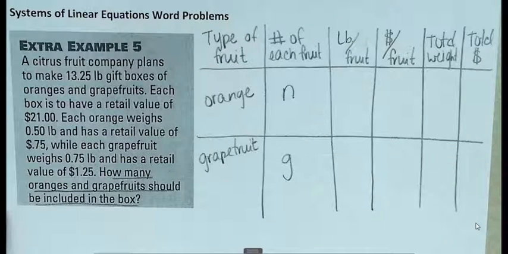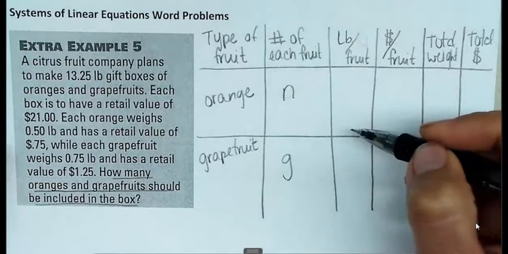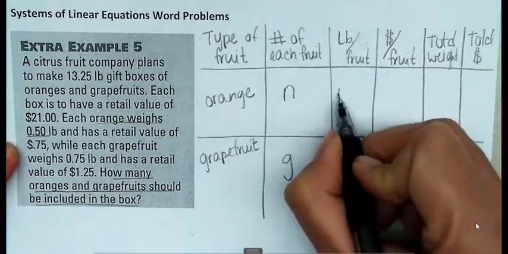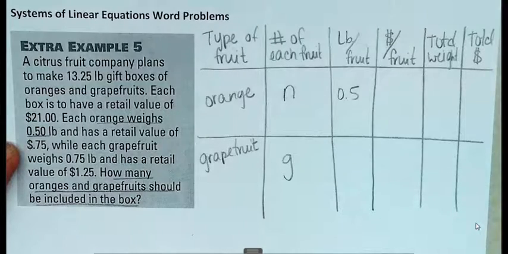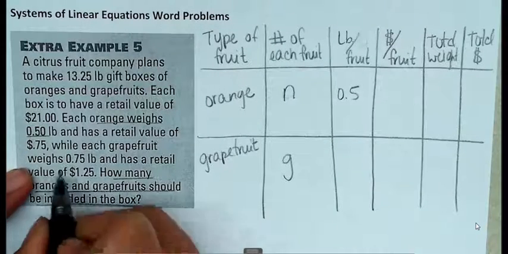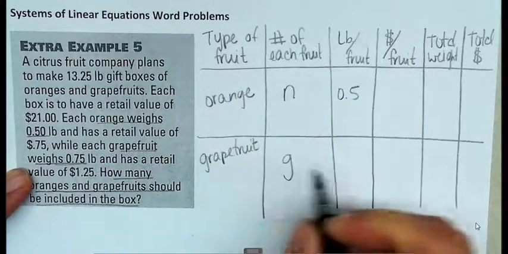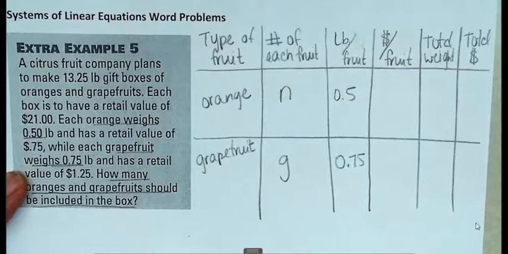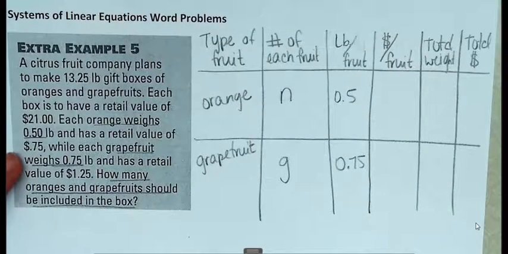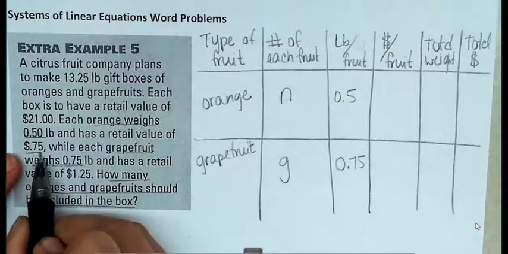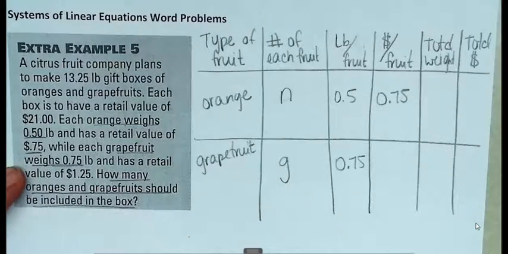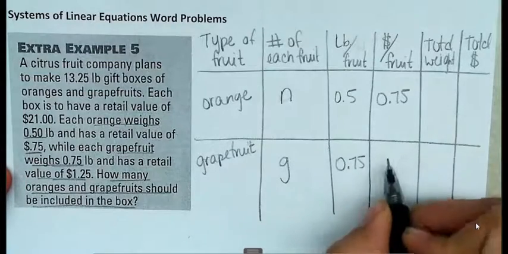Okay. Now my pounds per fruit. Let's see. So each orange weighs half a pound. And each grapefruit weighs 3/4 of a pound. All right, how about the cost per fruit? Let's see. So an orange has a retail value of 75 cents. And a grapefruit has a retail value of $1.25.